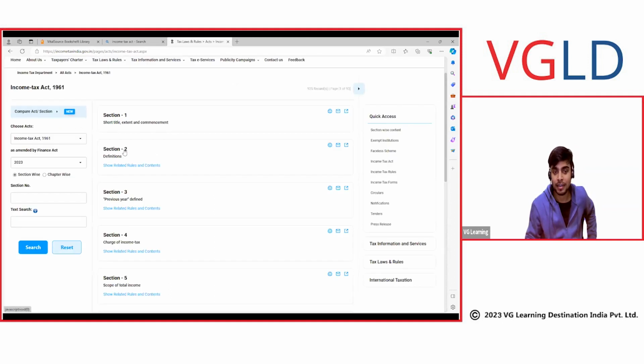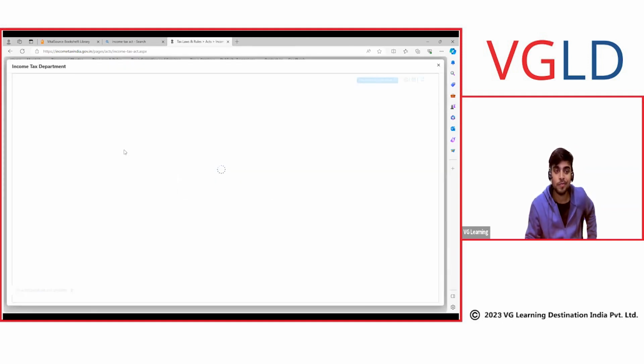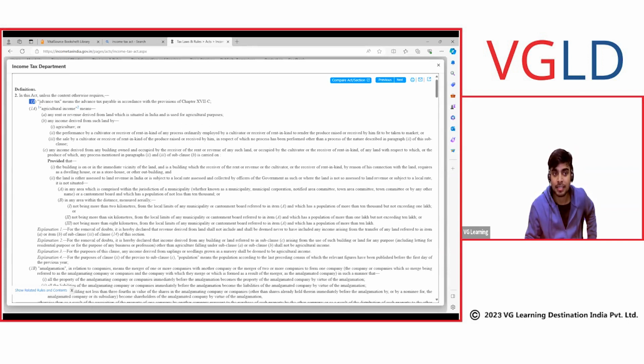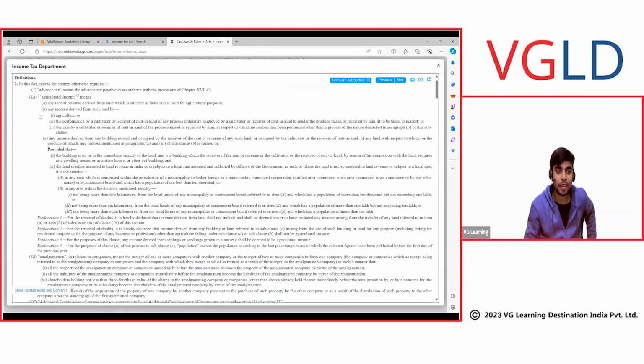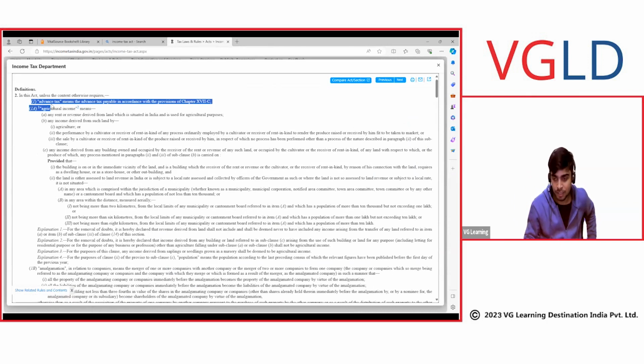Let me just read the second part. This is section 2 of the act. This is subsection A, or whenever there is a definition, this is called a clause. So here, instead of subsection, it's called clause. There's a reason, and once you start reading the act, you'll understand. So this is section 2 clause 1. Advance tax means the advance tax payable in accordance with the provisions of the act. Agricultural income means any rent or revenue derived from land situated in India for agricultural purposes, and income derived from such land by an agriculturist or cultivator.